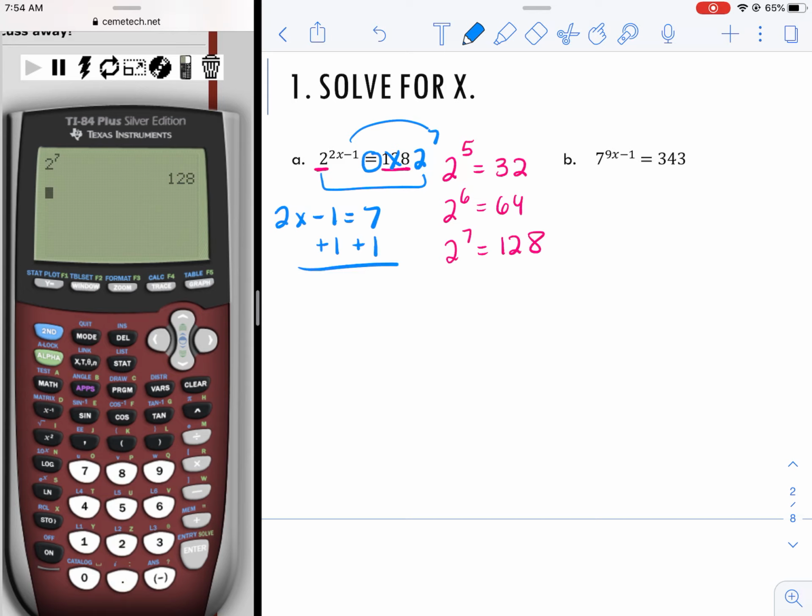Then it's a two-step problem. We're going to add 1 to both sides. 2x equals 8. Divide both sides by 2, and x equals 4.